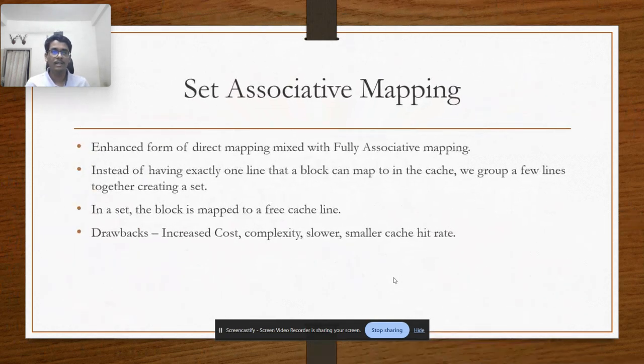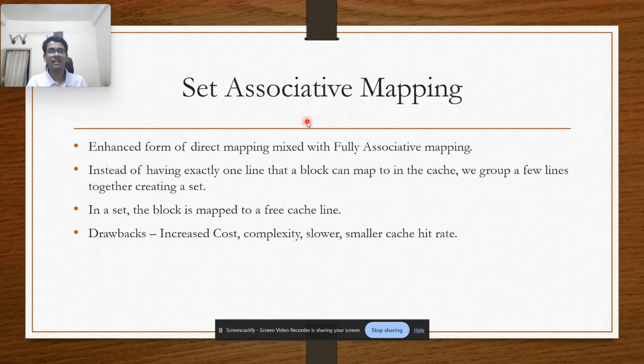Now let's have a look at set associative mapping. It is the enhanced form of both direct mapping and fully associative mapping since it uses the best from both. Instead of having exactly one line that a block can map to in the cache, in set associative mapping, we are grouping a few lines of the cache memory to make a set. And the block from the main memory is assigned a set in which, following the principles of fully associative mapping, any free cache line would be filled with the incoming data.